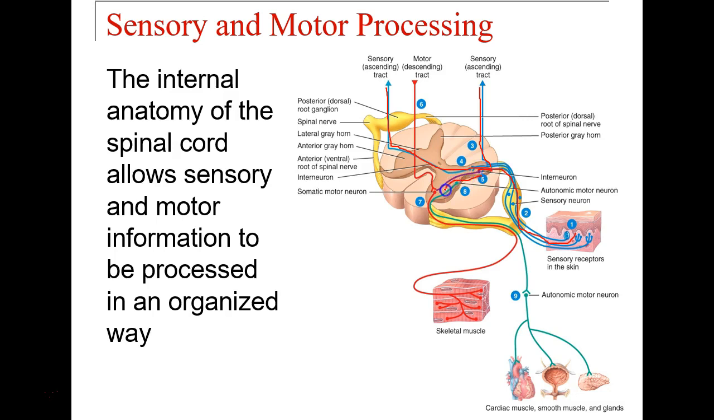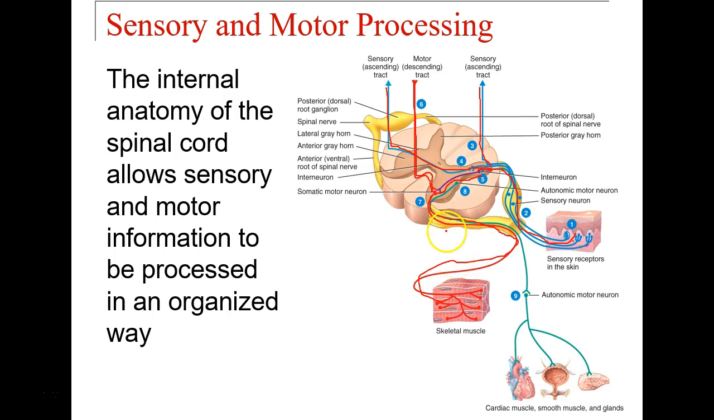The interneuron will then directly connect to a motor neuron where it will send output signals to an effector such as skeletal muscle. So if sensory information does move to the brain, we will have a motor neuron through a descending tract come back down to the spinal cord, connect to another motor neuron where it will send information out.